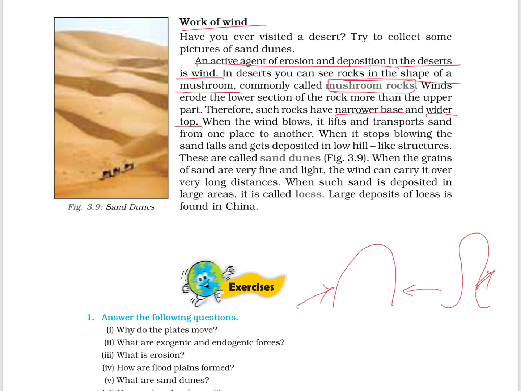Then coming to sand dunes. When the wind blows, it lifts and transports sand from one place to another. When it stops blowing, the sand falls and gets deposited in low hill-like structures. These are called sand dunes. So here you can see some wavy shaped dunes. So when such sand is deposited in large areas, it is called loess. These are mainly found in China.